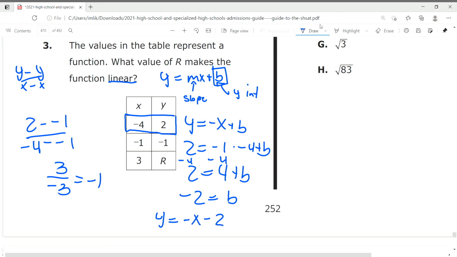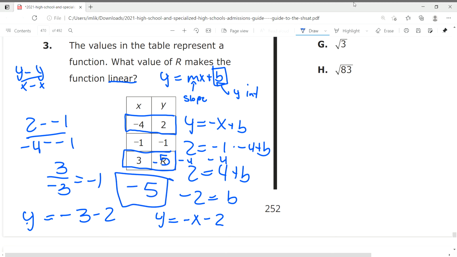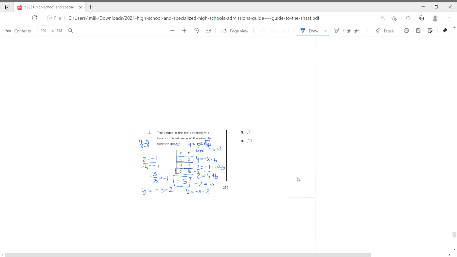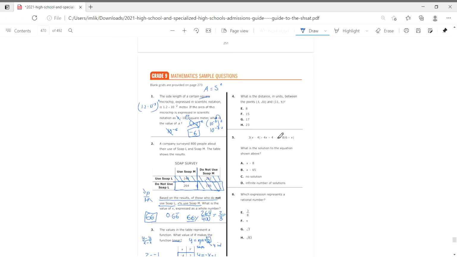Cool. Now that we have this, we can plug in these coordinates and solve for r. So r is our y value, so we can leave it as y. And then that's going to be 3. Negative x, so positive 3 times negative 1 is going to be negative 3. So y equals negative 3 minus 2. That means r is going to be equal to, sorry, negative 5, because negative 3 minus 2 is negative 5. Cool. Moving on. Or moving back up, I'd say.